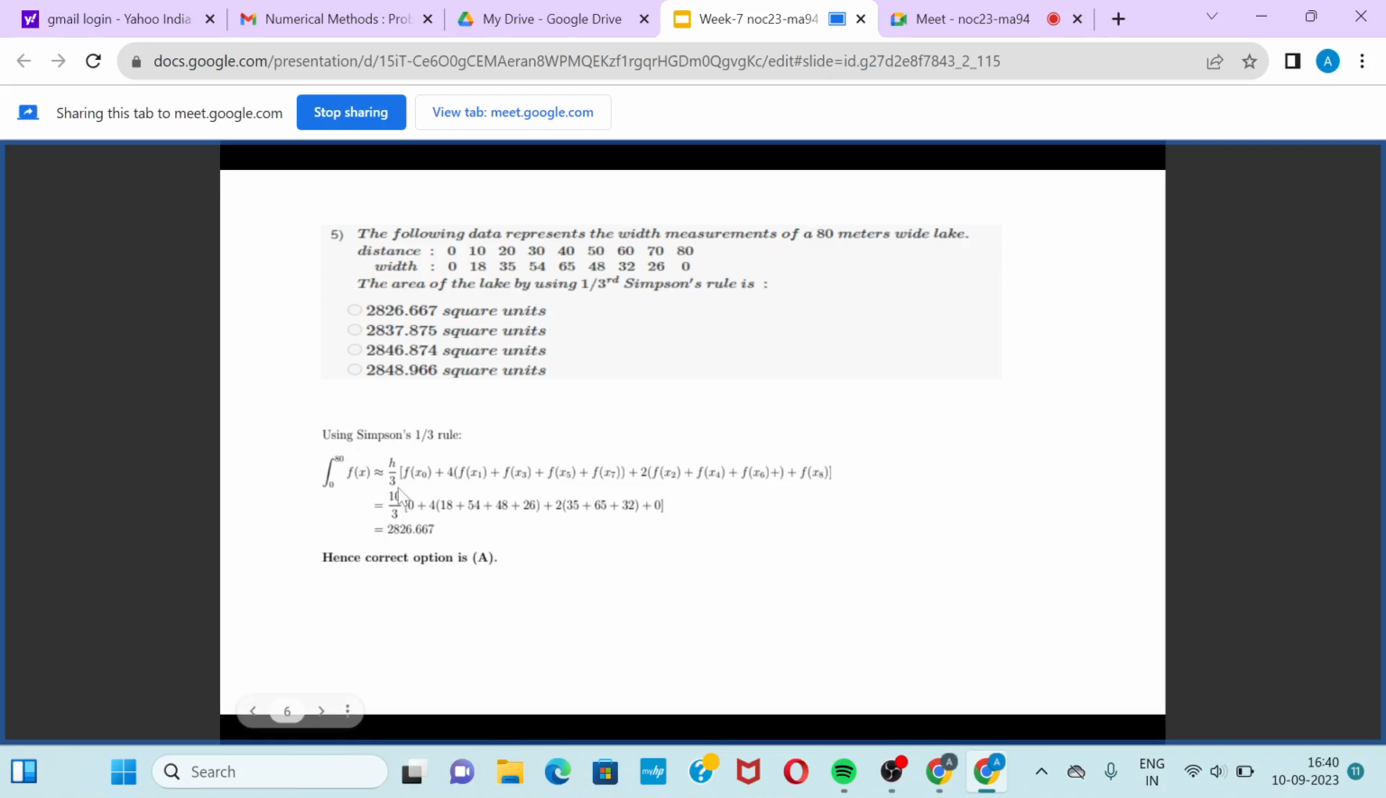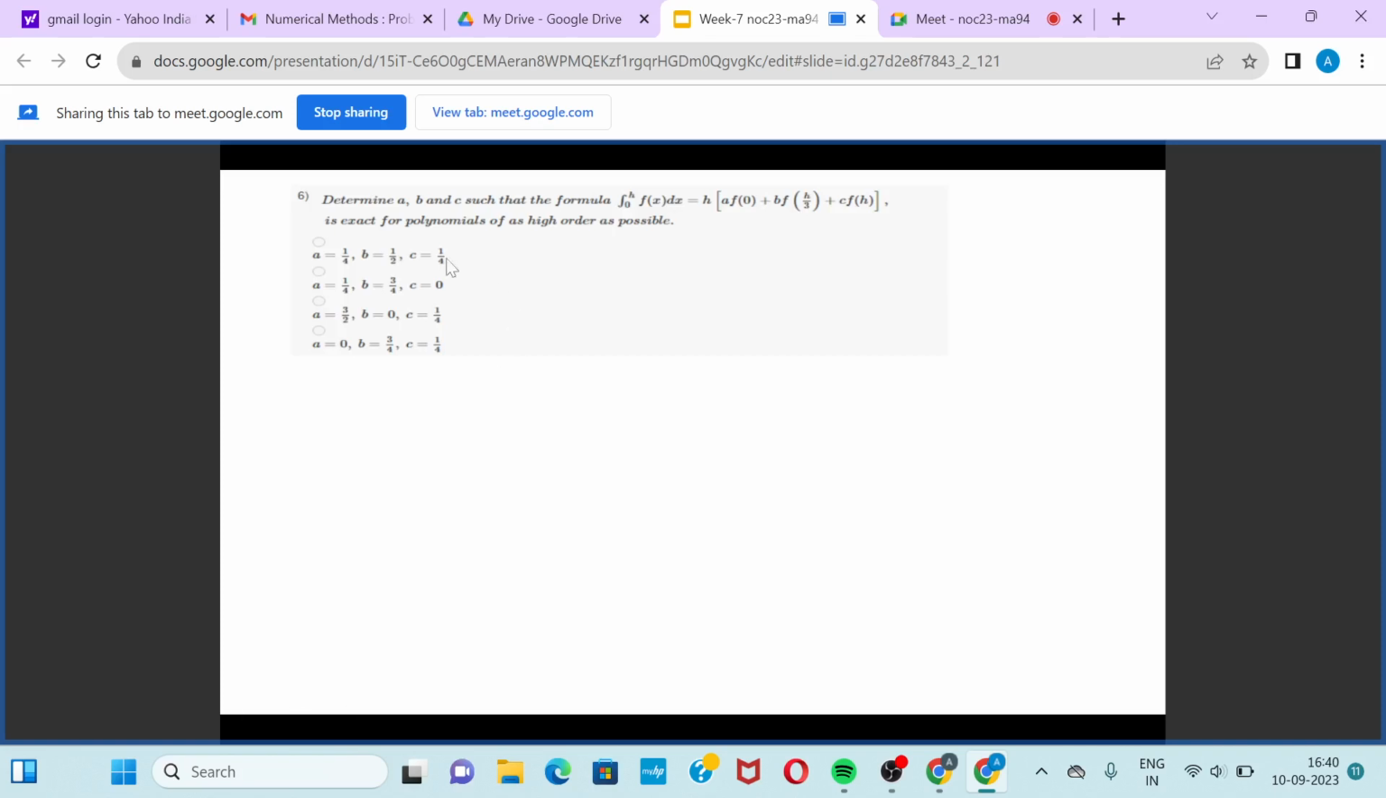This will be h by 3 times f of x0 plus 4 times (f of x1 plus f of x3 plus f of x5 plus f of x7) plus twice the even terms, that is f of x2 plus f of x4 plus f of x6, plus f of x8, right? So substitute all the values, you will get 2826.667. Fine.